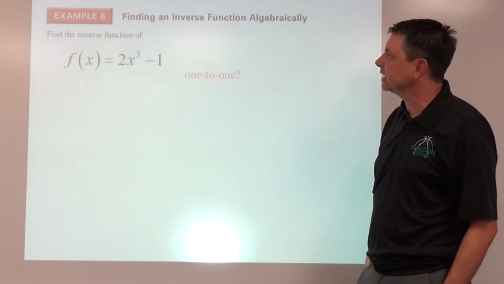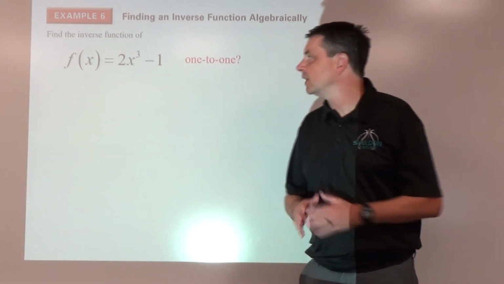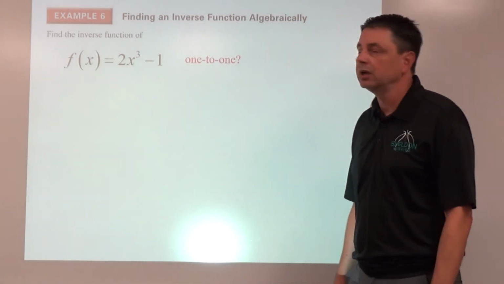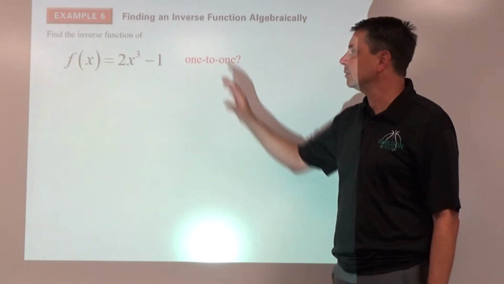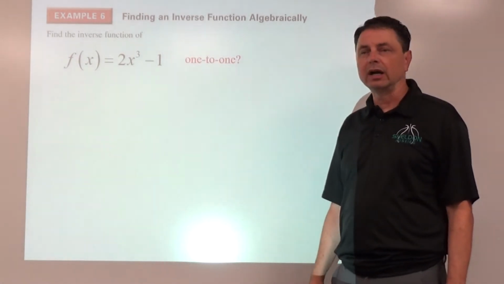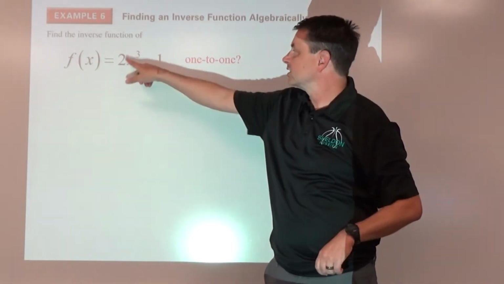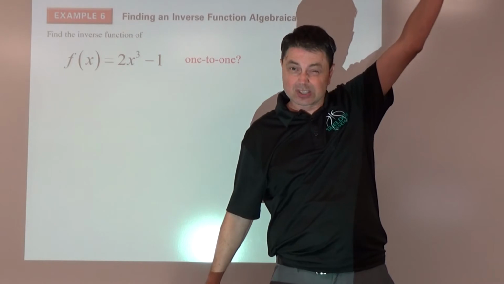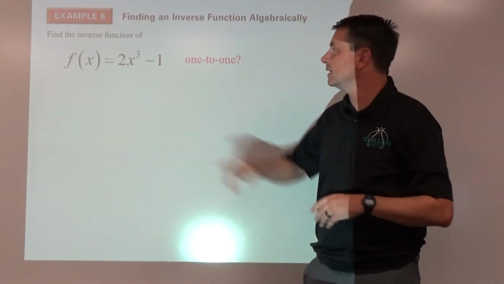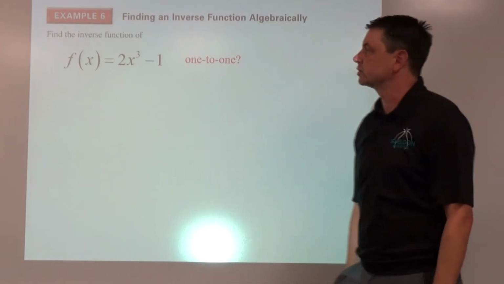All right, example 6. Find the inverse function of f of x equals 2x cubed minus 1. First off, is it one-to-one? Well, let's think about the function itself. It's the parent function x cubed, and then it's going to be stretched by a factor of 2, and it still is going to pass the horizontal line test, and then if we shift it down 1, it's still going to pass the horizontal line test.